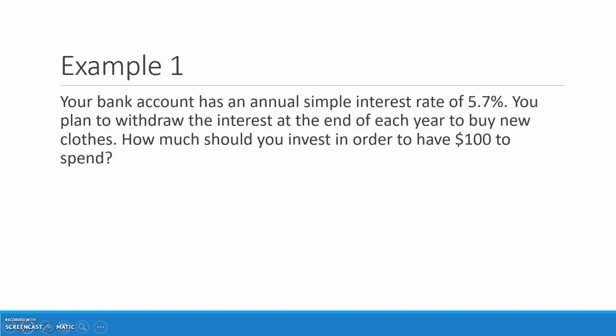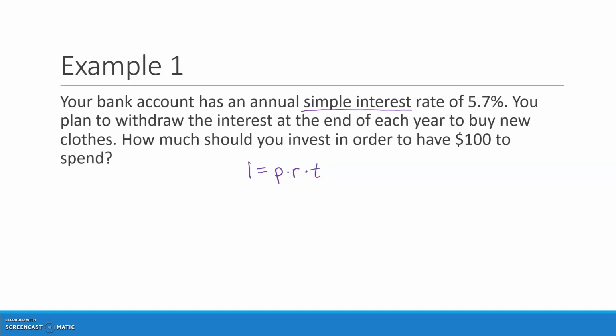Your bank account has an annual simple interest rate of 5.7%. You plan to withdraw the interest at the end of each year to buy new clothes. How much should you invest in order to have $100 to spend? All right, what I'm looking at is they didn't give me a formula. Sometimes they will, sometimes they won't. But here they said it's simple interest, and we should know that formula. We did some lessons with that. So simple interest is I equals P R T.